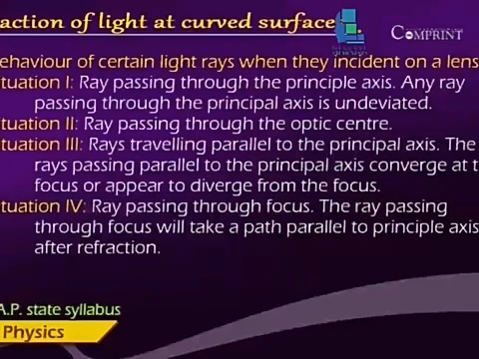Situation 3. Rays traveling parallel to the principal axis. The rays passing parallel to the principal axis converge at the focus or appear to diverge from the focus. Situation 4. Ray passing through focus. The ray passing through focus will take a path parallel to the principal axis after refraction.